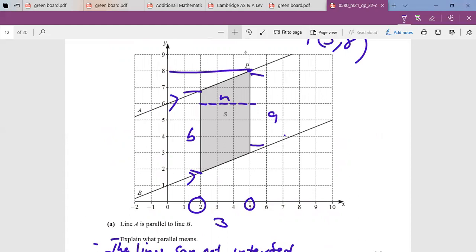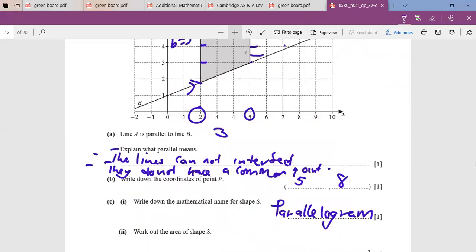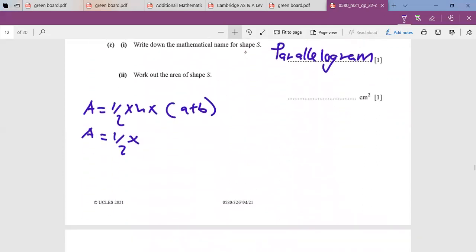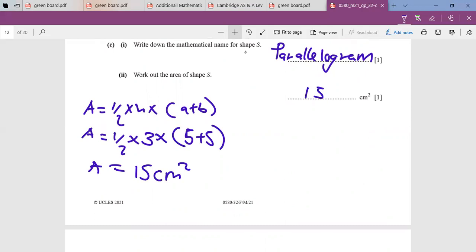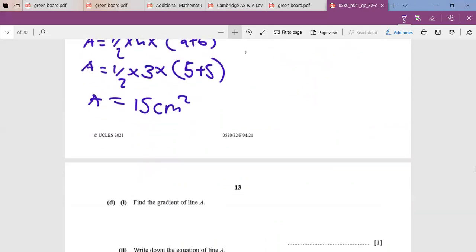Meanwhile, our A is from this point. So it is 1, 2, 3, 4, 5. So our A is 5. Our B is 1, 2, 3, 4, 5. So our B is equal to 5. All right. So our height is 3 by our A is 5 plus 5, and the answer will be 15 square centimeters. So here we write 15. All right, we still have another question.